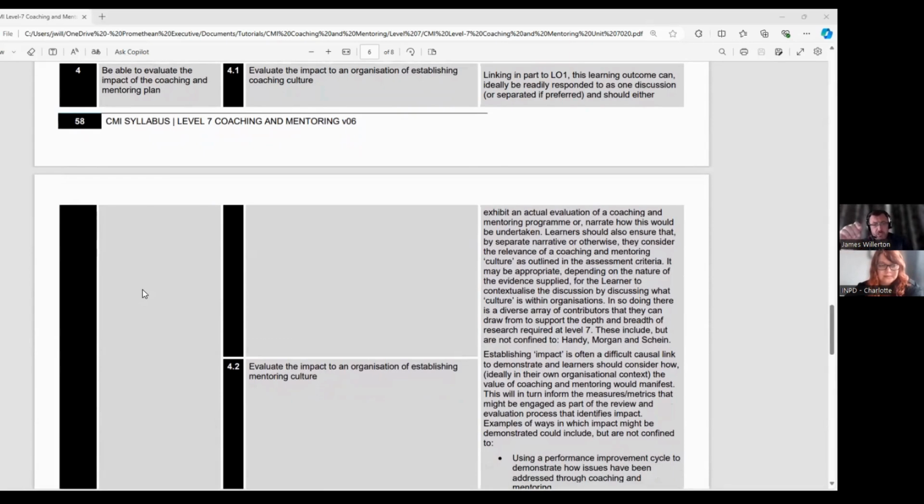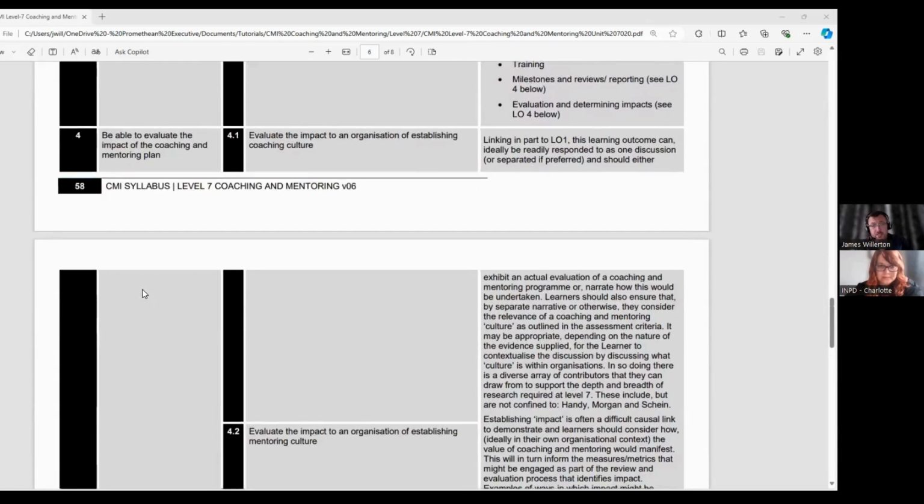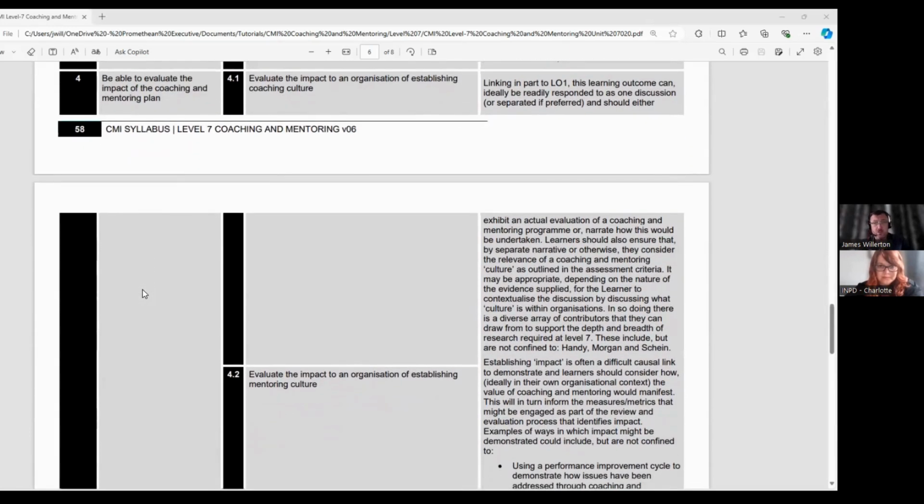So 4.1 and 4.2, again, doubled up here, looking at coaching culture and mentoring culture. My advice here to start would be to define what we mean by a coaching culture or a mentoring culture. Often having a nice definition really helps you to gain clarity and more efficiency in your answers as well. So it's worthwhile just defining these terms here. Once you've got the definition, you're able to go ahead and try to evaluate the impact you think that culture may have on the organization.